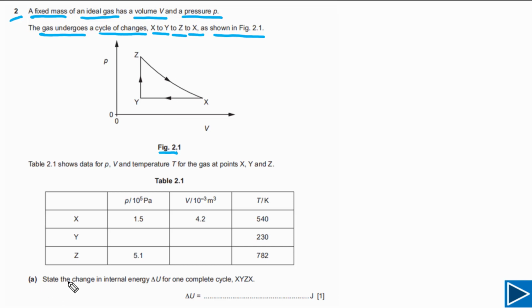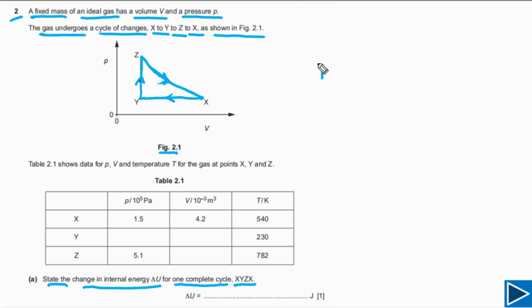Question is asking us, for part A, we need to state the change in internal energy delta U for one complete cycle X, Y, Z, X. Means for the gas, if this is the complete cycle from X to Y, then from Y to Z, and finally from Z to X, we need to state what is the change in internal energy. Let's try to understand some key concepts about internal energy before we answer this question.